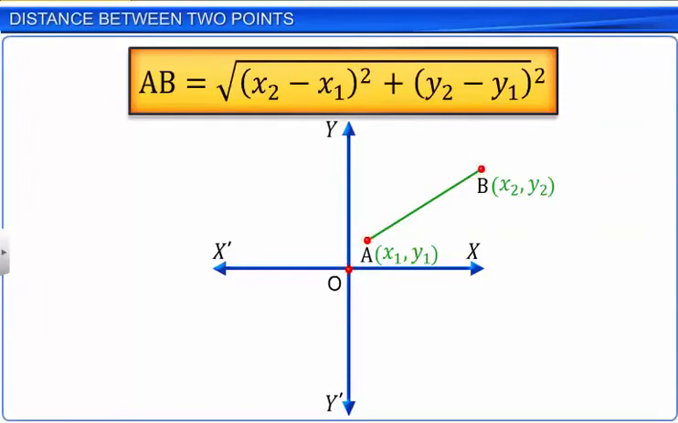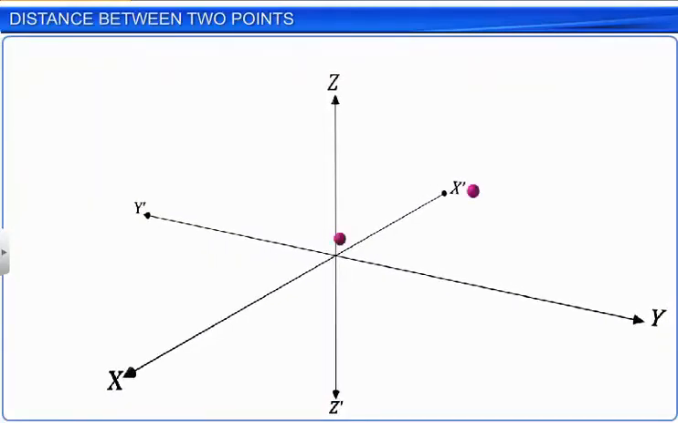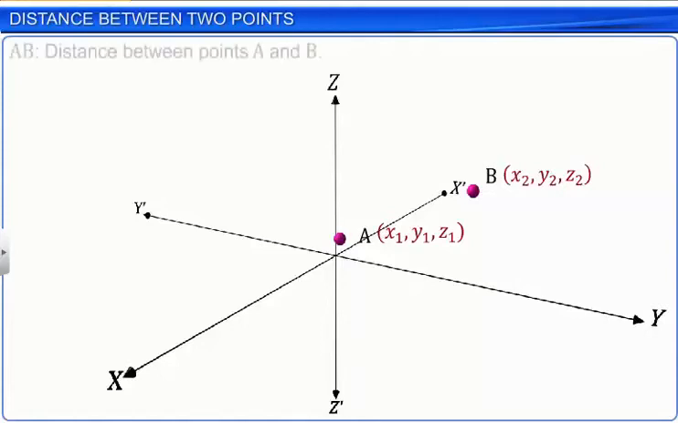Distance between 2 points A and B in a 2-dimensional coordinate system is as shown. In this module, we will explore how to calculate the distance between 2 points in space. Let A and B be 2 points. Let the coordinates of A be x1, y1, z1 and B be x2, y2, z2. We need to find the distance between points A and B. Let's denote it with AB.